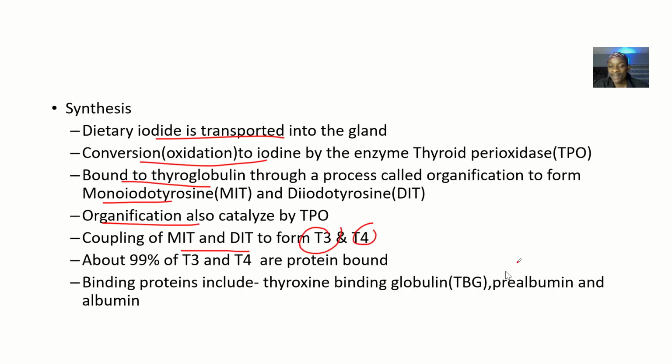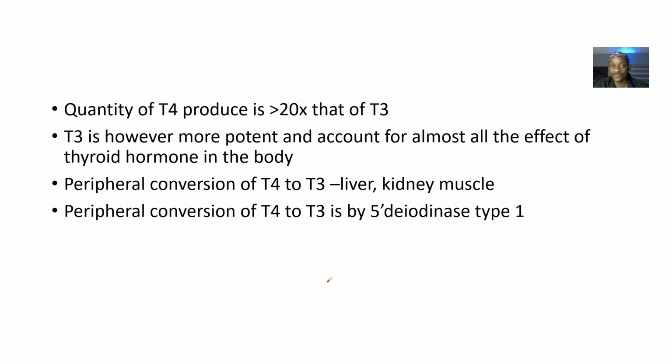Okay, so now about 99% of T3 and T4 are protein bound. Binding proteins include things like thyroxine binding globulin, prealbumin, and albumin. Now the quantity of T4 that is produced is what? 20 times that of T3. T3 is however more potent and accounts for almost all the effects of the thyroid hormone in the body.